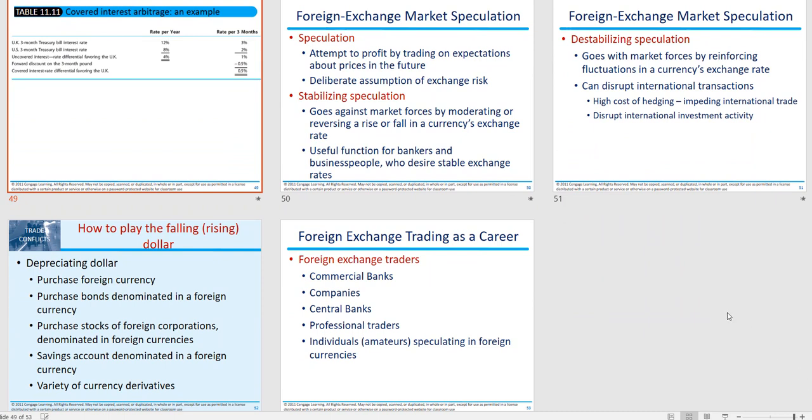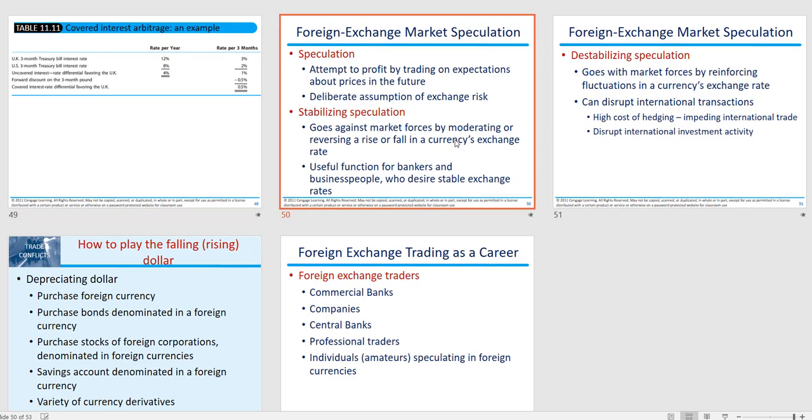Lastly, Carabao ends up the chapter talking about good and bad speculation. So stabilizing speculation is the good one, the type of speculation that goes against the grain. So the market is going up. Stabilizing speculation is betting that the market is going to come down. Or if the market is going down, stabilizing speculators are going to bet that the market is going to go up. Right?